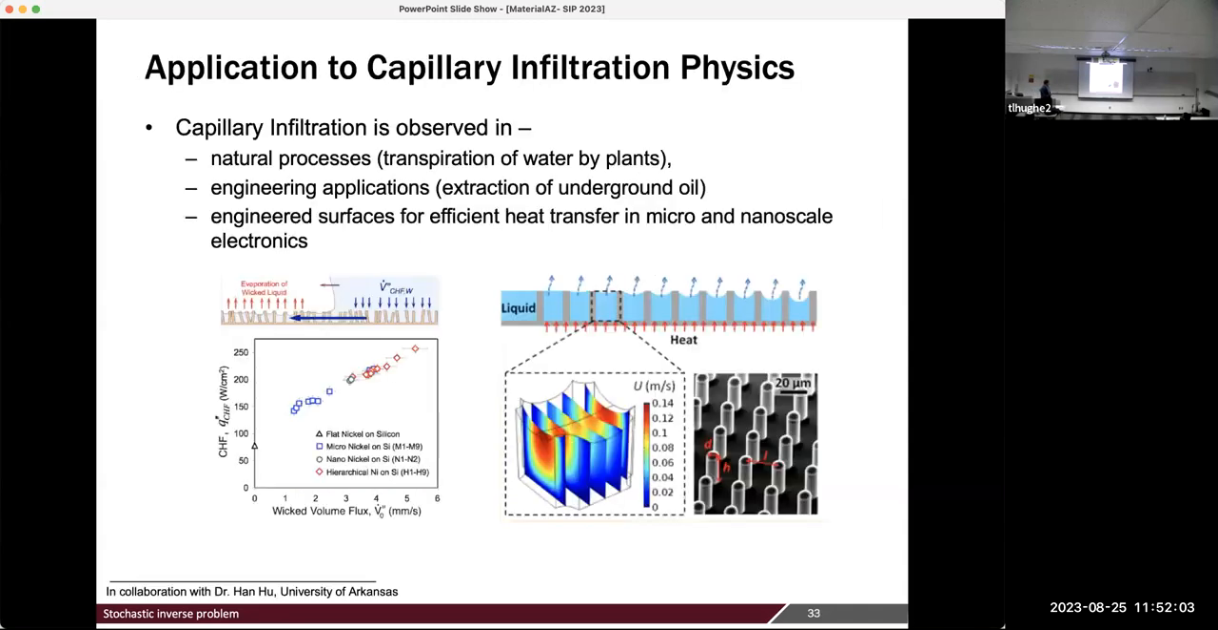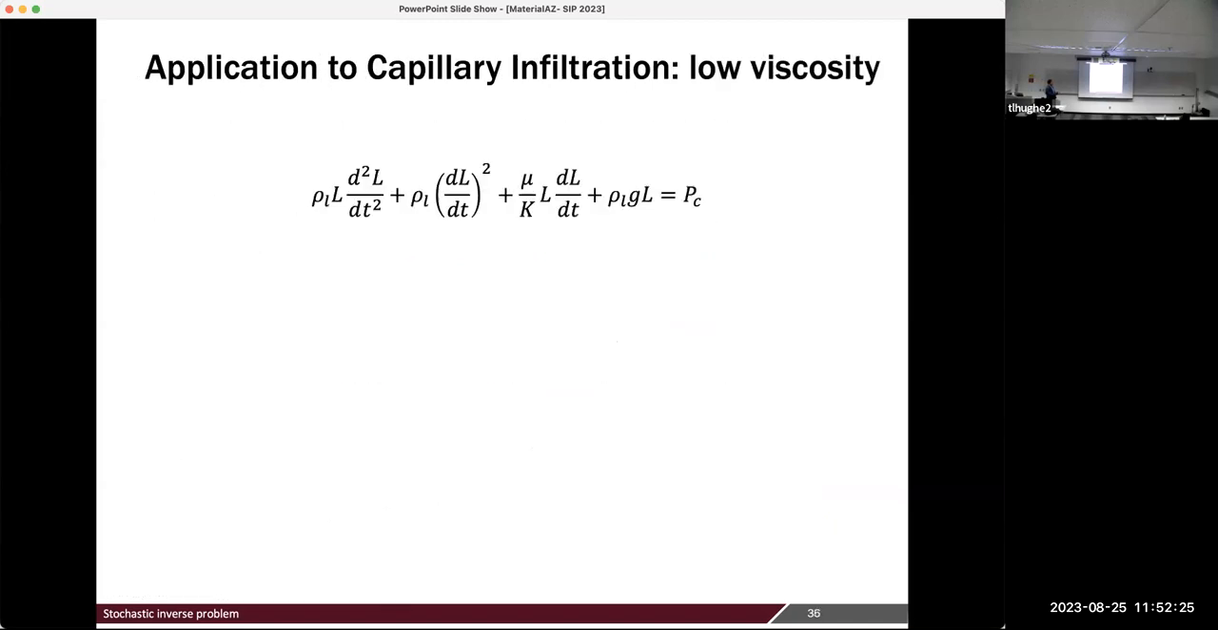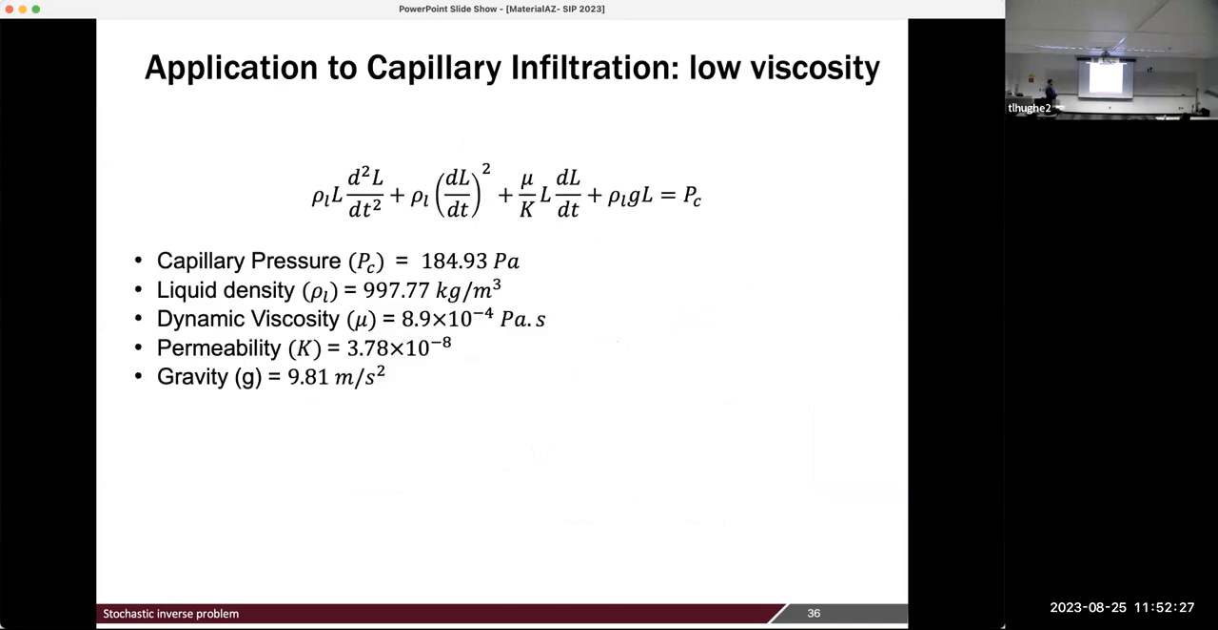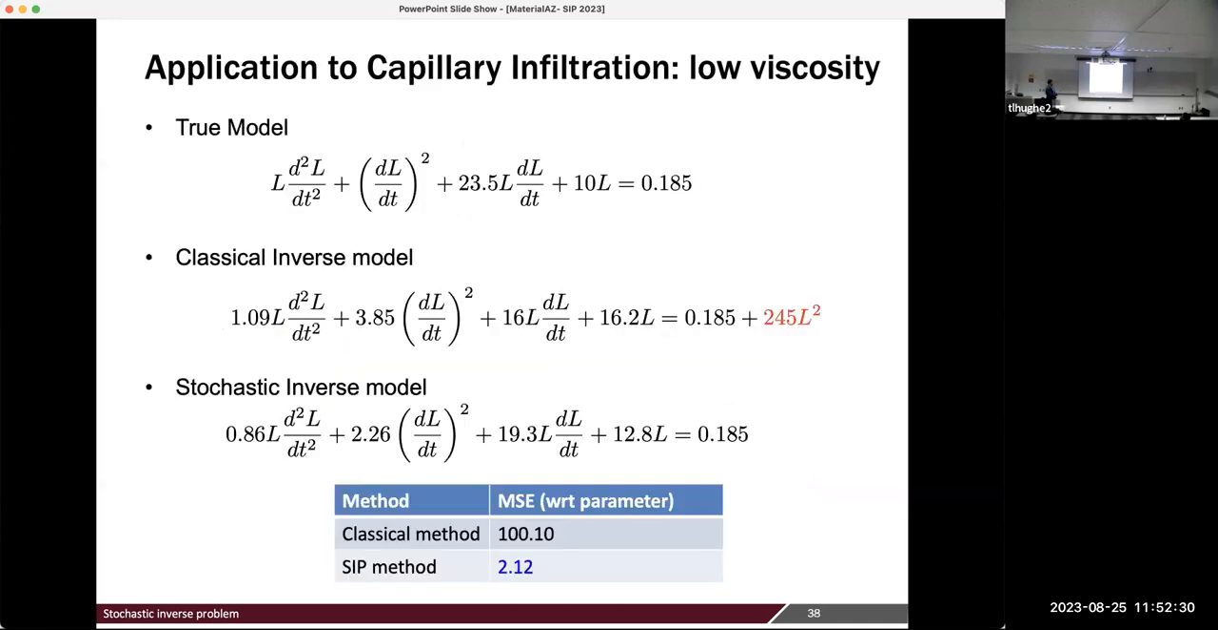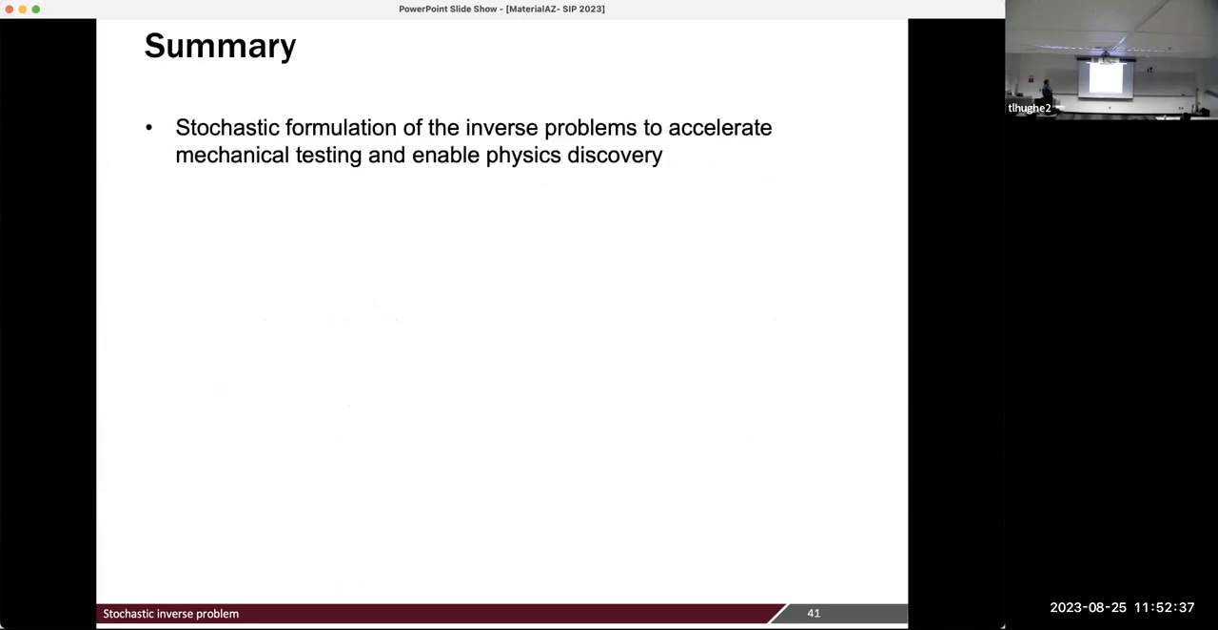And this is another problem. I would not go into the details of this, but this is in collaboration with the professor at University of Arkansas. And we are trying to figure out if we can learn the physics of infiltration. Again, we have very limited time, so I'm going to skip this. But if you have any questions, please let me know. We tried on different types of material systems, those which have low viscosity. We were able to accurately predict in this case. For high viscosity, where you have these damping effects, again, we were able to predict the correct physics.